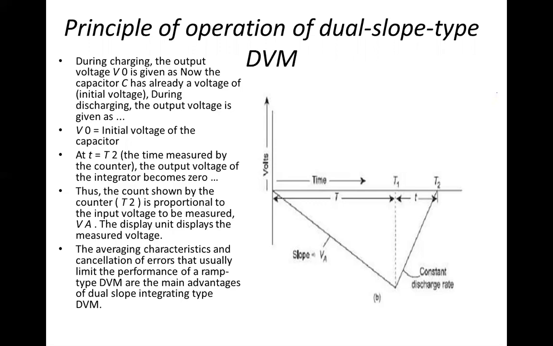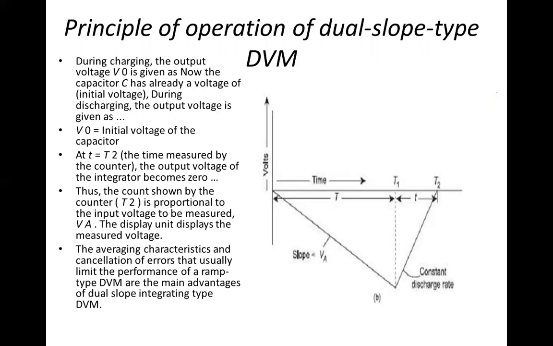The pulse controlled by the counter thus has a direct relation with the input voltage. During charging, the output voltage V0 is given as V0 equals minus 1 by RC integration 0 to t VA dt, that is minus VA into t by RC after the integration, where V0 is the initial voltage of the capacitor at t equals T1, the charging time. The value of the integrator output voltage V0 is minus VA T1 by RC.